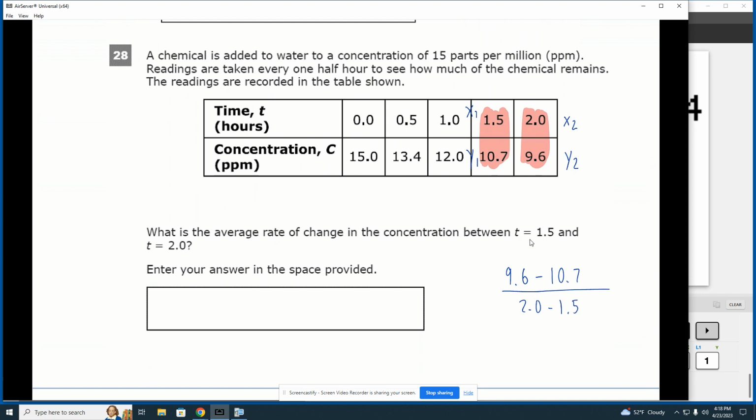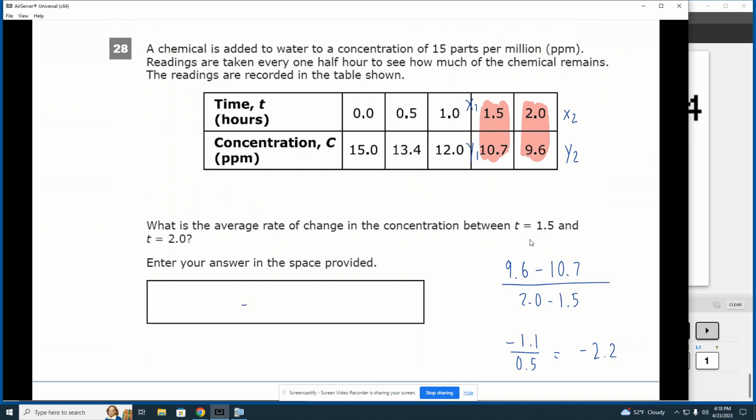So grab your calculator, and you're going to type that in. 9.6 minus 10.7 is negative 1.1. And then 2 minus 1.5 is positive 0.5. If I divide that, that's going to give me a negative 2.2. So how does it say enter your answer? That's it. So we're just going to enter negative 2.2.